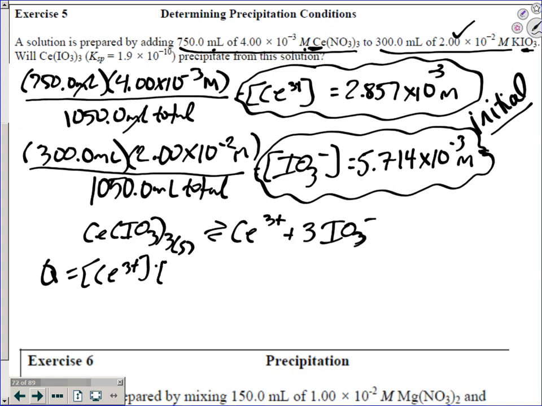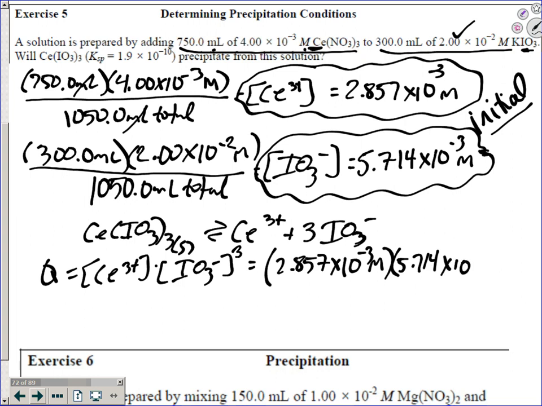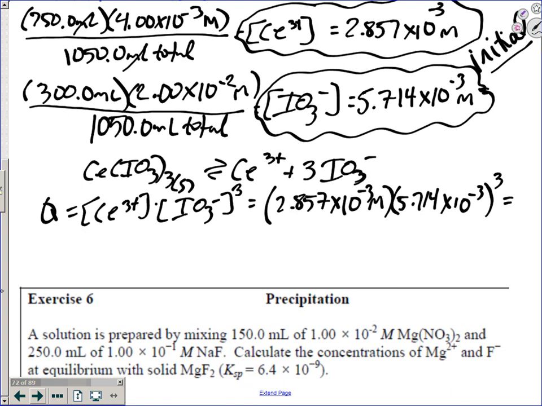So then your Q is cerium 3 plus times iodate 1 minus cubed. Good. So the coefficient is important. So then we plug them in. It's a little tedious, but you know, it's chemistry. When you get there, just shout out the Q value for me. 5.3 times 10 to the negative 10. Can I get a yes on that? Good? Okay.